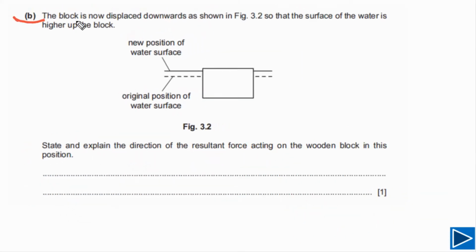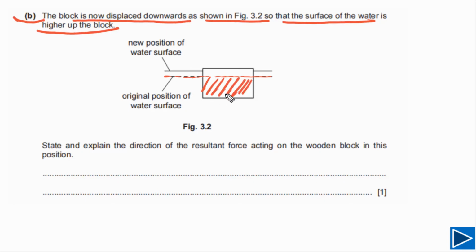For part B, we are given that the block is now displaced downwards as shown in figure 3.2, so that the surface of the water is higher up the block. It simply means that before, the block was inside water up to this point, but now we push the block downwards and more of the block is inside water.